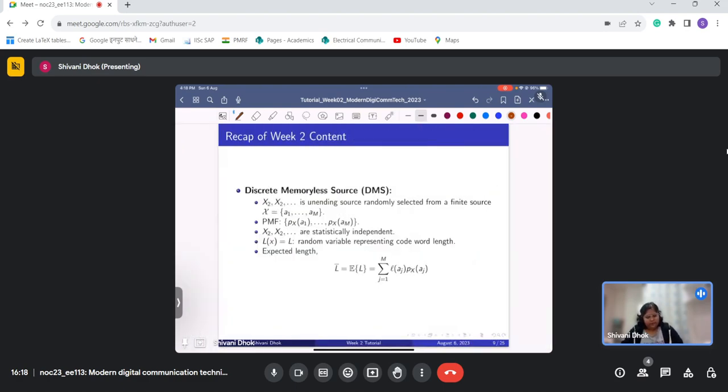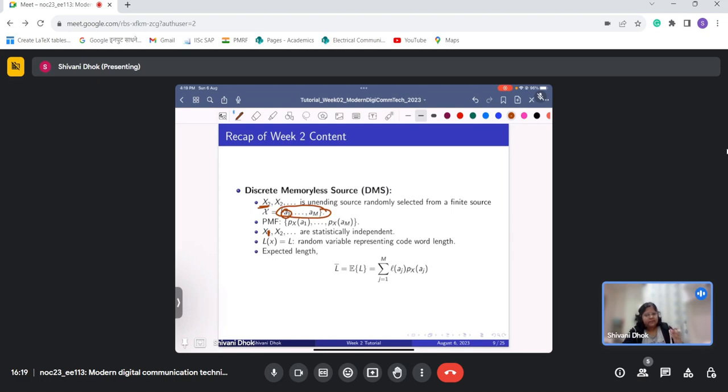After that, the discrete memoryless source was introduced. It was mentioned that this source gives an unending sequence of symbols, each coming from a finite alphabet given by this script X. Each symbol in the alphabet occurs with a particular probability, which means this X corresponds to some sort of probability mass function. That is, X equal to A1 will occur with some particular probability and so on. Furthermore, it is a memoryless source, which means that the current transmission does not depend on the future or the past transmission. Therefore, all these x1, x2, x3, that is, what I am transmitting at this instant, the next instant, and so on, are statistically independent.